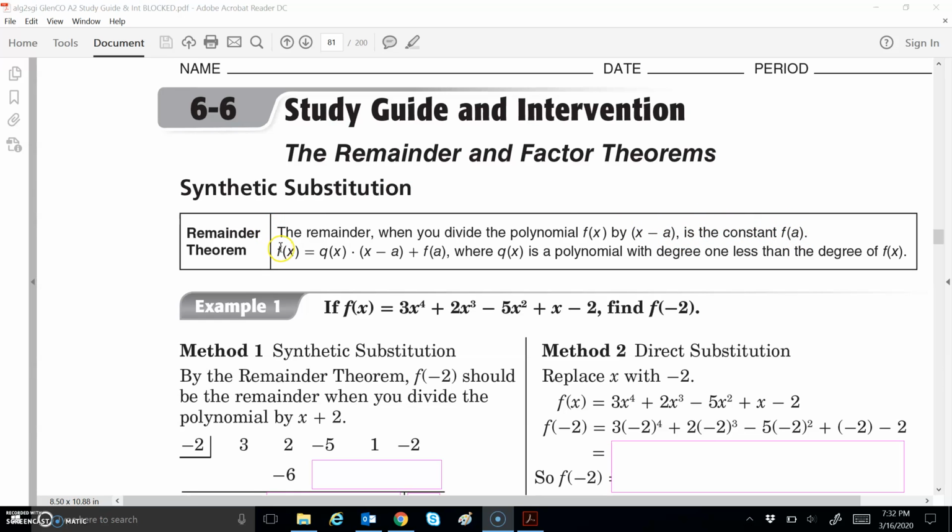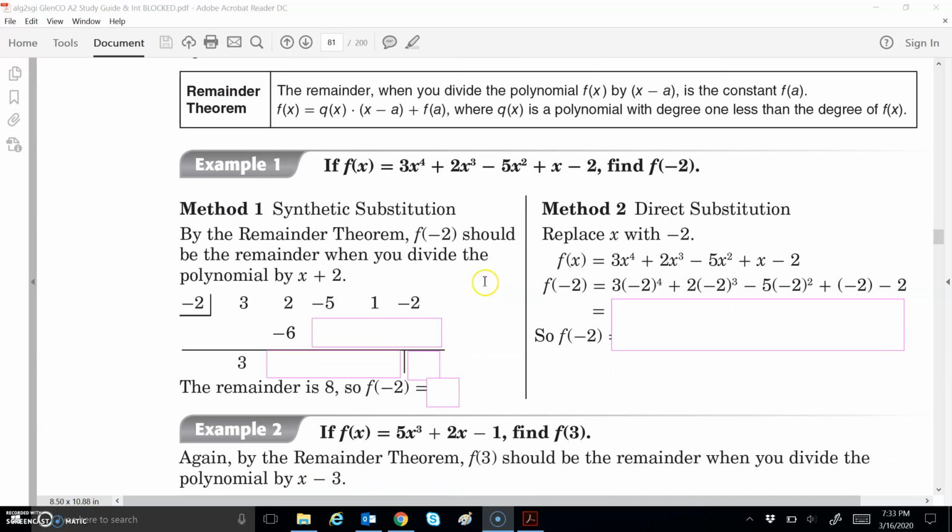So we have f of x equals q of x times x minus a plus f of a, where q of x is a polynomial with degree 1 less than the degree of f of x. What does that mean? When we divide our polynomial by some factor, we get a remainder. If we look at our example here, the degree is 4. When we divide it, it's going to be to the third power, with some sort of remainder. Alright, so here we go.